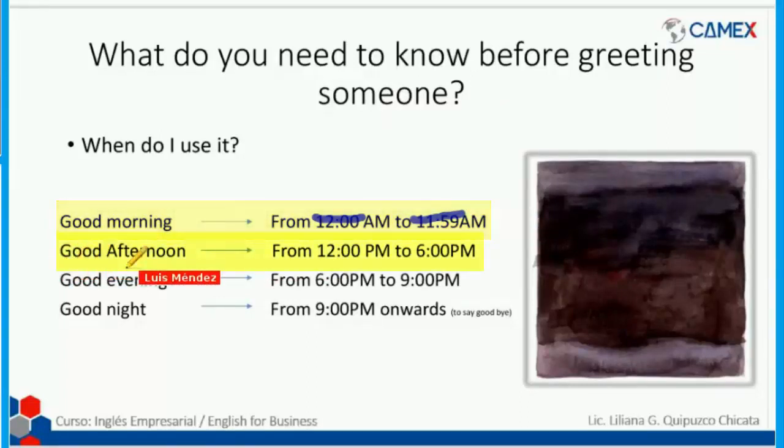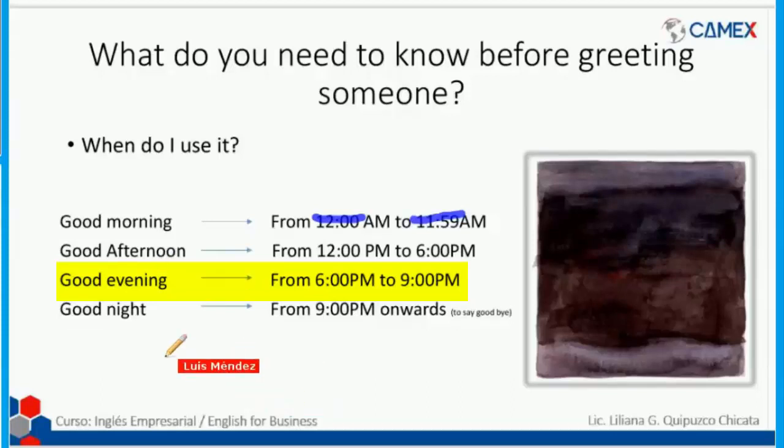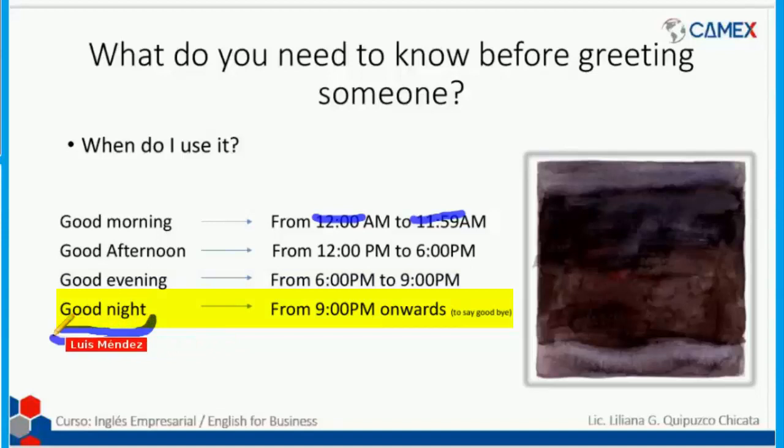Later, the next one is good afternoon. Good afternoon is from noon until 6 p.m. And finally, we have good evening. Good evening is from 6 p.m. to 9 p.m. And the last one is a special one. Good night.